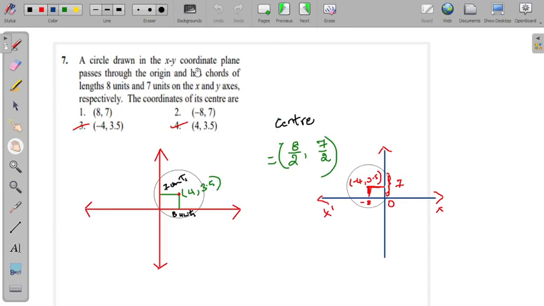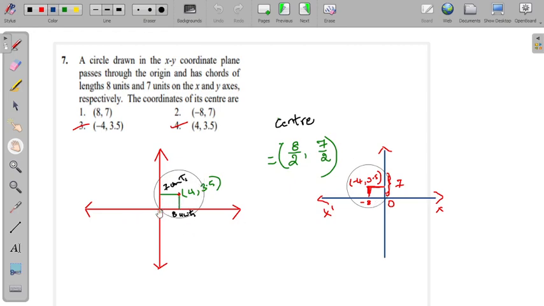A circle drawn in the xy coordinate plane passes through the origin and has chords of length 8 units and 7 units on the xy axis. Now there are two possibilities. Draw a circle which passes through the origin, either this way or this way, because they have not mentioned where the circle is. Is it in the first quadrant or is it in the second? Nothing has been mentioned. So there come two possibilities.